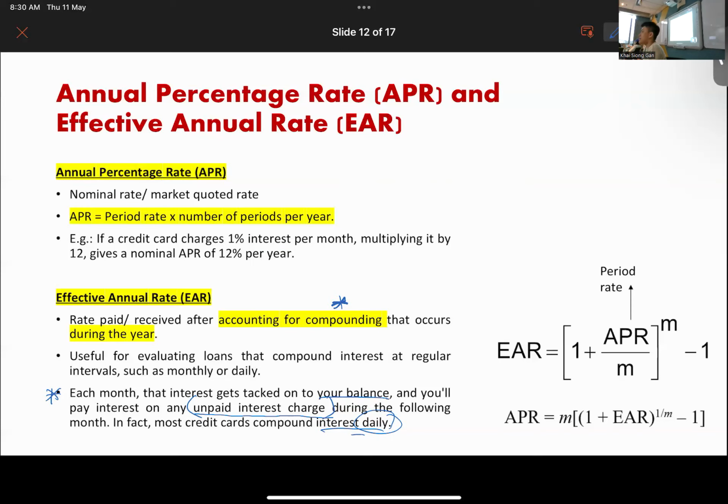So again, the good thing about EAR is not only that it takes into account the compounding effect, but it is also helpful in comparing different investment packages that offer different compounding periods. Okay, now how does the EAR formula look like?